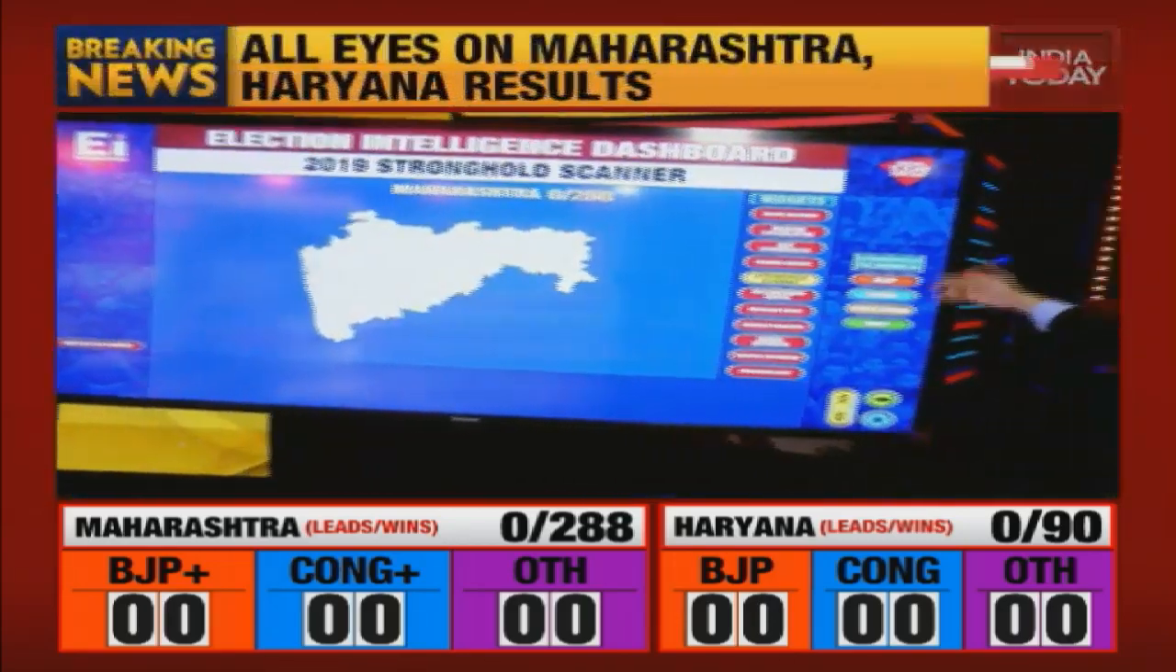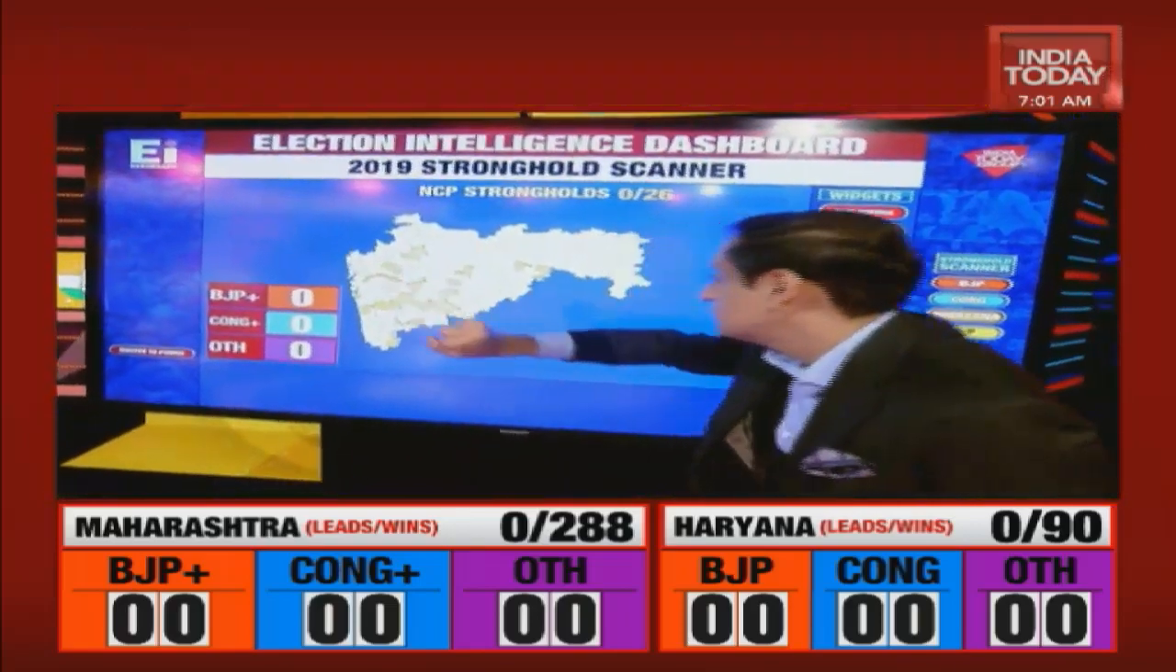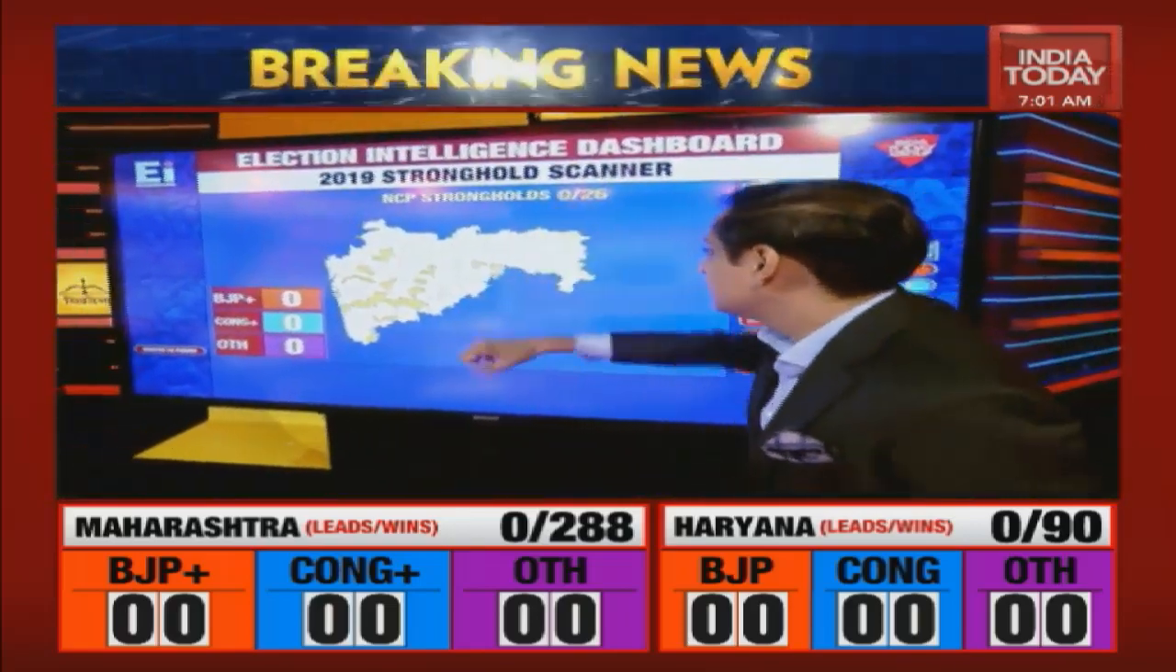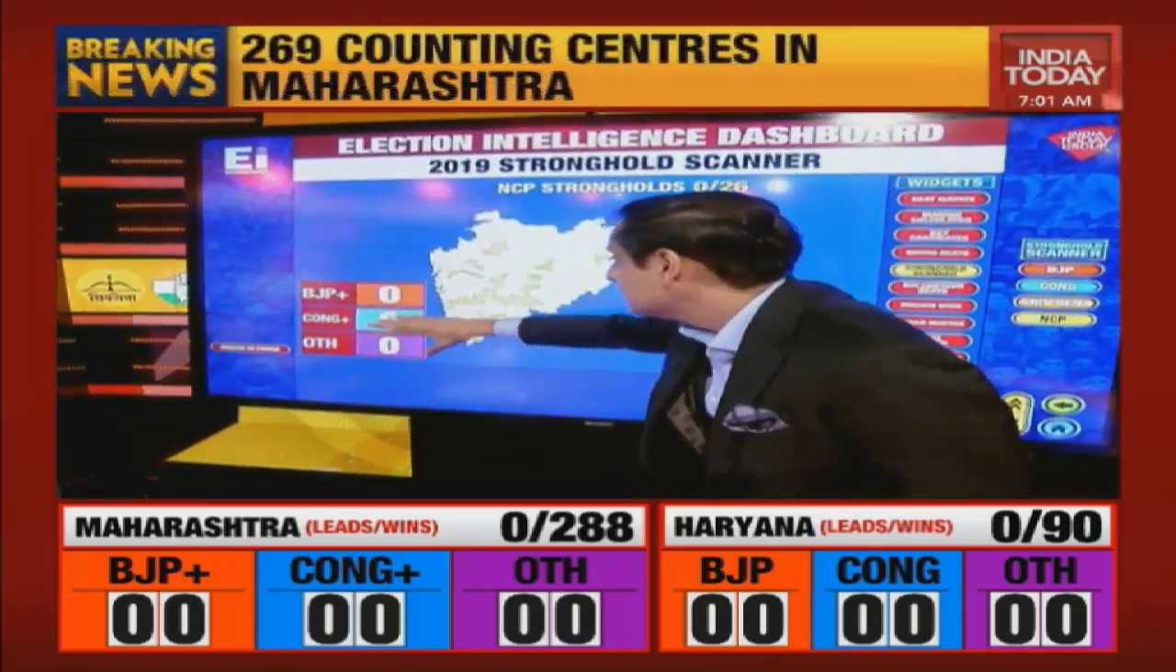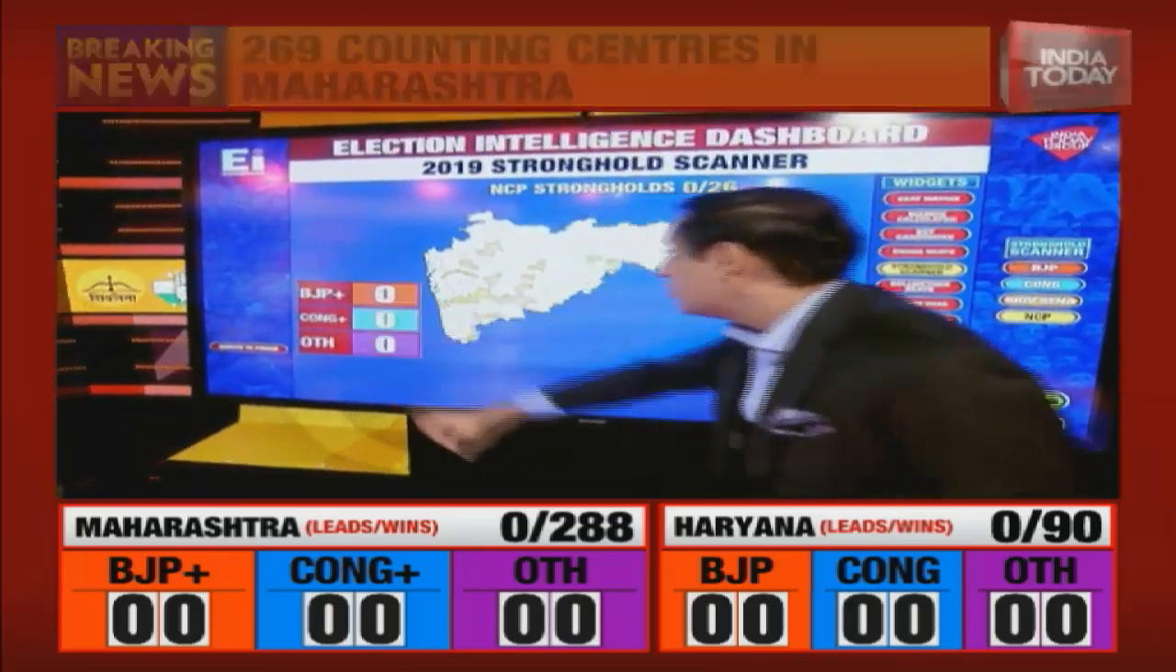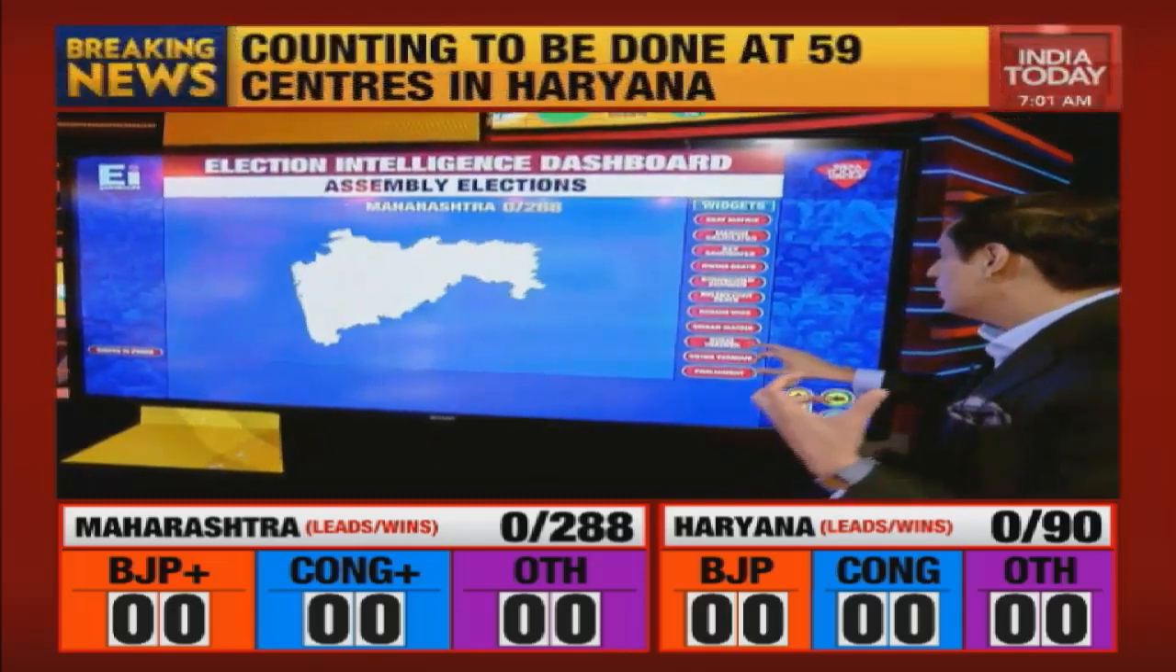We'll get to see the stronghold scanner, and for each party, we've got a separate stronghold section for the BJP, the Congress, the Sena, and the NCP. Let's take the NCP, for example. In the Western Maharashtra belt, where most of the NCP strongholds are, out of the 20 strongholds, how many is the NCP Congress alliance retaining, and how many are being won over by the BJP? Are they being routed in their own bastions?